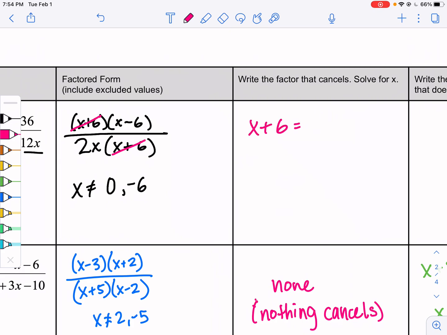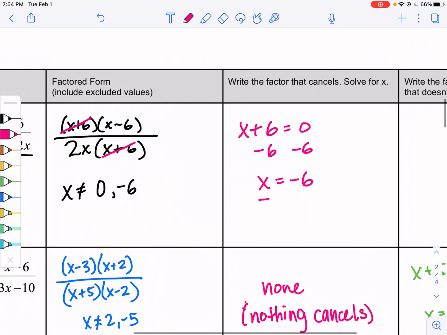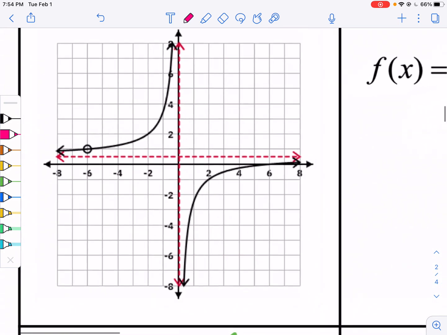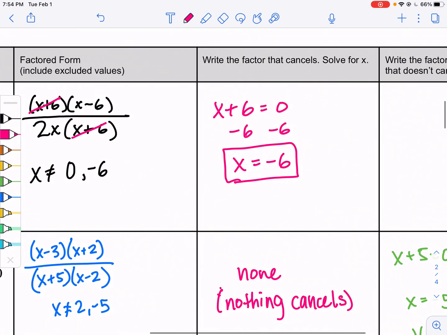We're going to solve for x, setting it equal to 0. So subtracting 6, x equals -6. And our job here is to look at the graph where x equals -6. Where does x equal -6? Over here, I can see x equals -6, and there's a hole right there. So at this point, there is a hole. Take a moment to write out that there's a hole at -6.